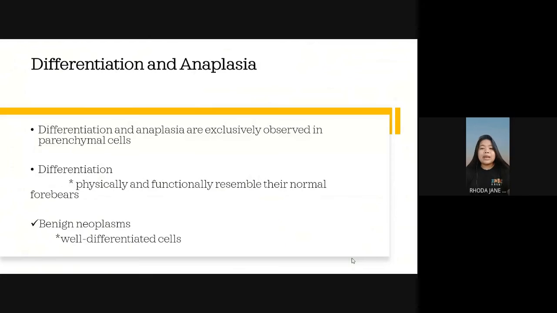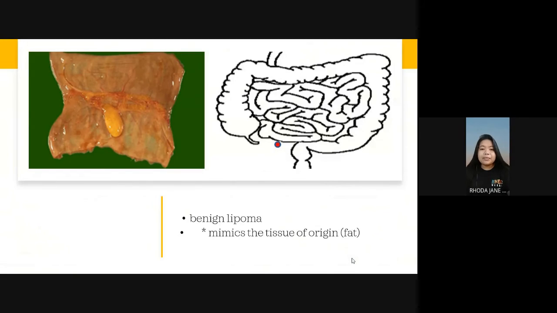Benign neoplasms are made up of well differentiated cells that look very similar to their healthy counterparts. When it comes to neoplastic cell functional differentiation, the better the differentiation, the more the cell preserves its normal functions. This is an example of benign lipoma on the serosal surface of the small intestine. It mimics the tissue of origin and has the features of a benign neoplasm. It is well confined, slow growing, non invasive, and closely resembles the tissue of origin, which is fat.